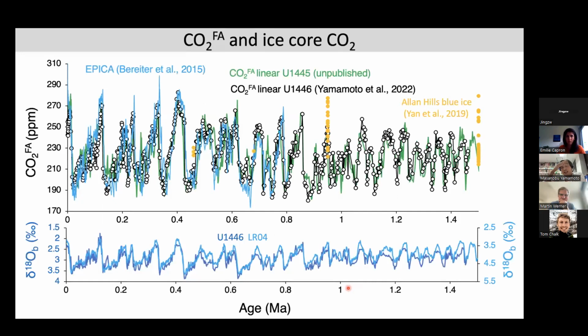So we will see our results. It's the green one and the black one. The blue one is the EPICA CO2, and the yellow one is the Allan Hills blue ice values. The green one and the black one show very similar variation. Compared with the blue ice, our reconstruction seems to be lower than the blue ice. But the majority of the blue ice values correspond to the interglacial ranges of our reconstruction.